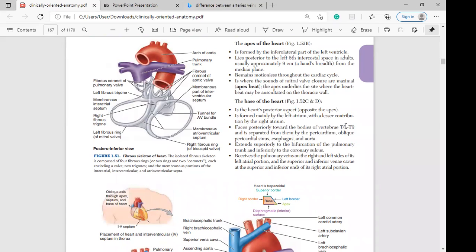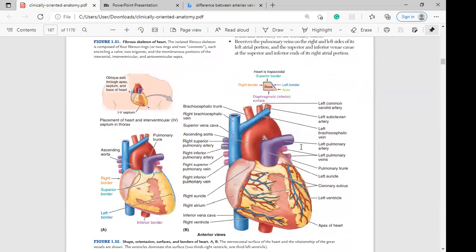T6 to T9. So the thoracic vertebra T6 to T9, you find the base of the heart within that region, and it is separated from them by the pericardium. Okay, and then the base of the heart also extends superiorly to the bifurcation of the pulmonary trunk.